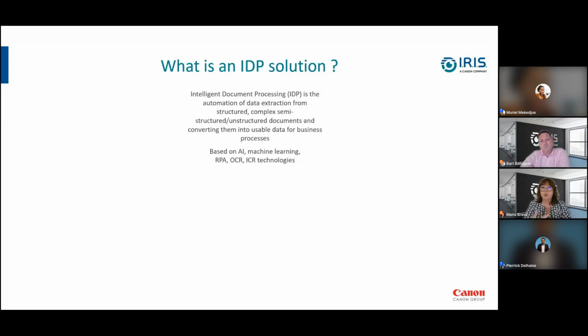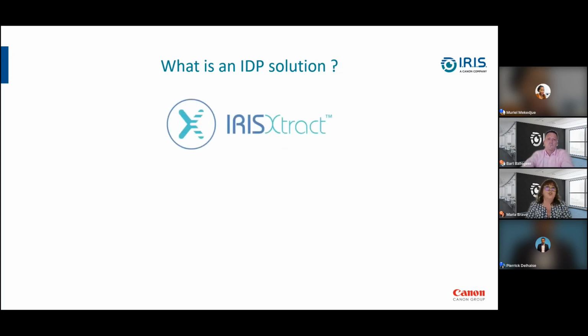So I asked this question to ChatGPT, and ChatGPT answered that it is the automation of data extraction from structured, complex, semi-structured, unstructured documents and converting them into usable data for business processes based on artificial intelligence, machine learning, RPA, robotic process automation, OCR, ICR technologies. Yes, the answer is correct. And I'm sure that ChatGPT has taken this definition from our website because it's exactly the definition of Iris Extract.